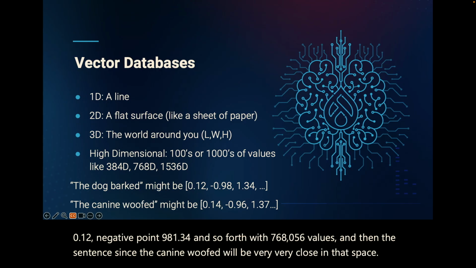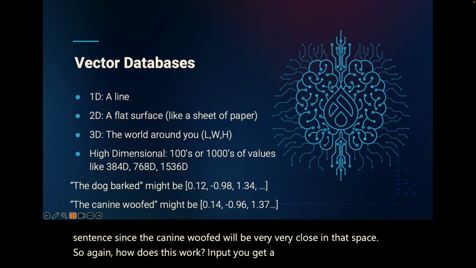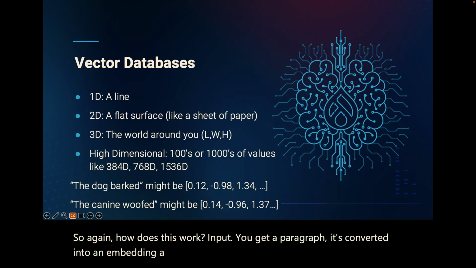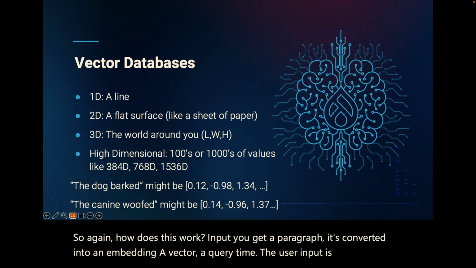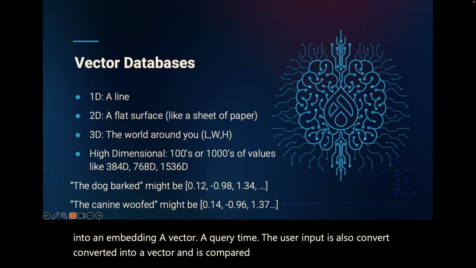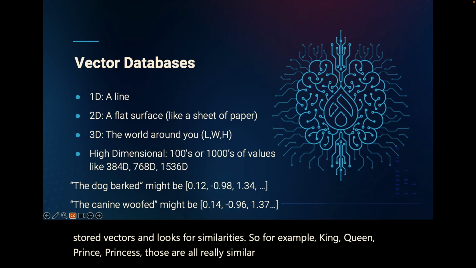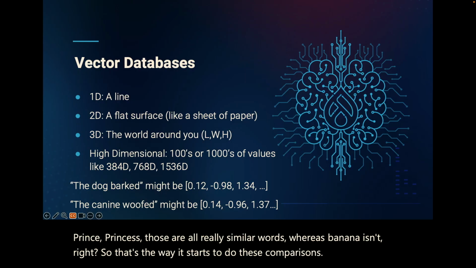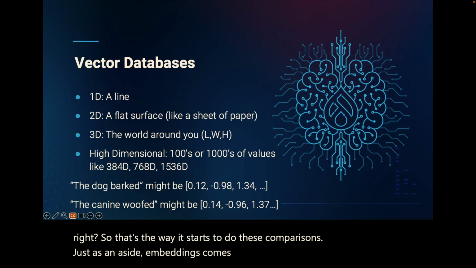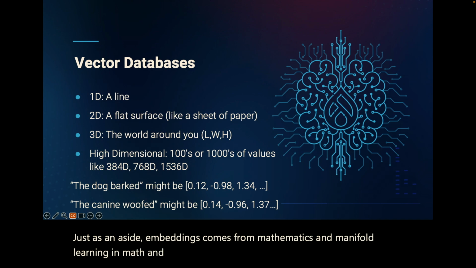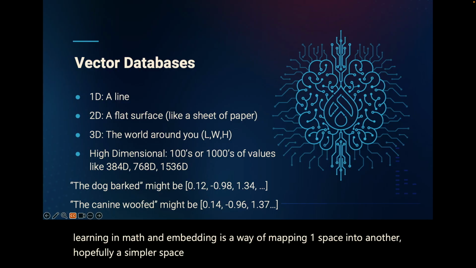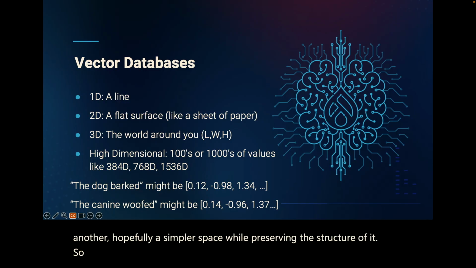So again, how does this work? Input. You get a paragraph, it's converted into an embedding, a vector. At query time, the user input is also converted into a vector and is compared using distance metrics to the stored vectors, looking for similarities. So for example, king, queen, prince, princess. Those are all really similar words, whereas banana isn't, right? So that's the way it starts to do these comparisons. Just as an aside, embeddings come from mathematics and manifold learning. In math, an embedding is a way of mapping one space into another, hopefully a simpler space, while preserving the structure of it. So practically speaking, how does this fit into a system?